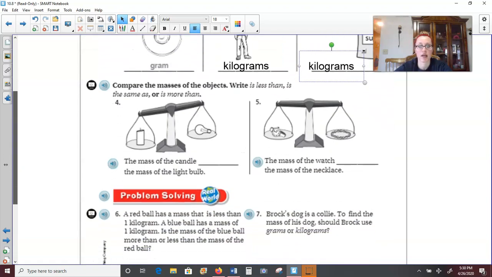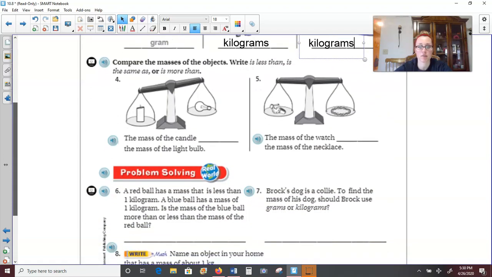Alrighty, down here looking at our scales, we need to compare the masses of the objects. So we have a candle and a light bulb. And pay attention, is the scale balanced? Is it leveled out? No, the candle is down farther than the light bulb. So that tells me that the mass of the candle is greater than the mass of the light bulb.